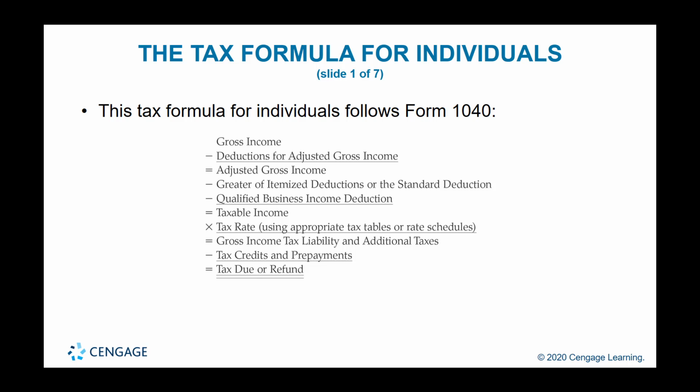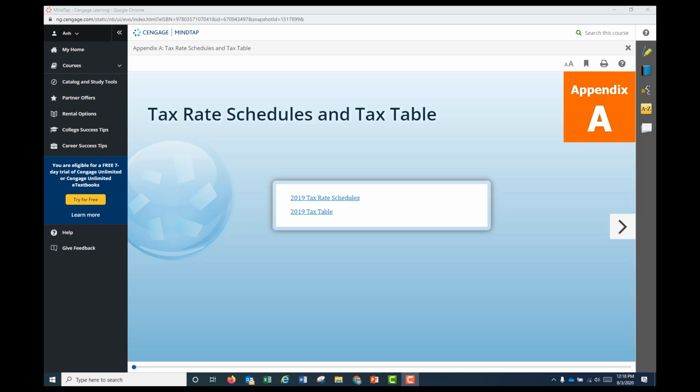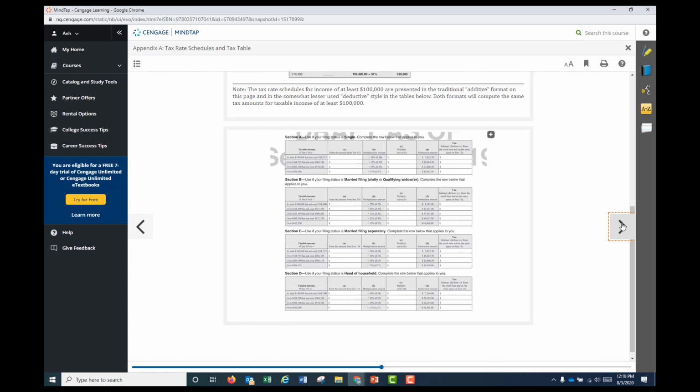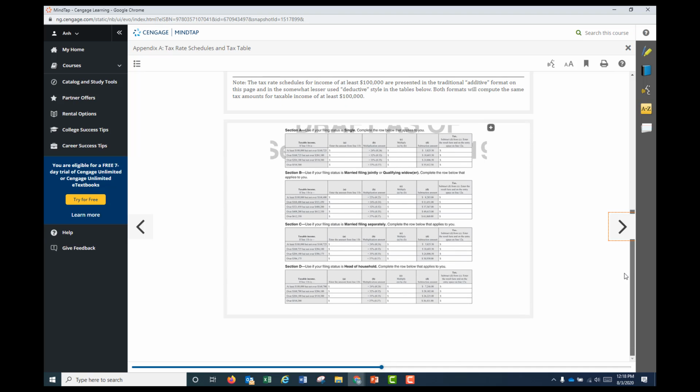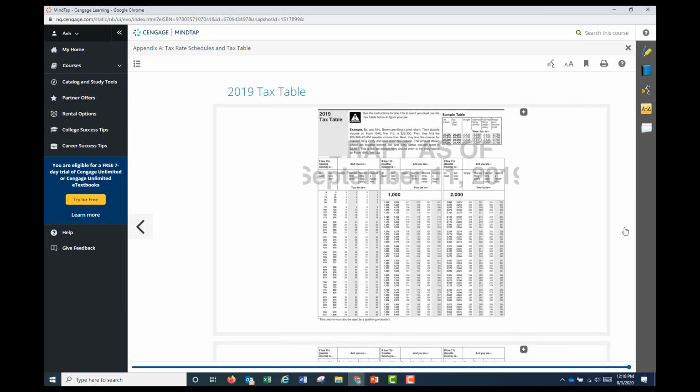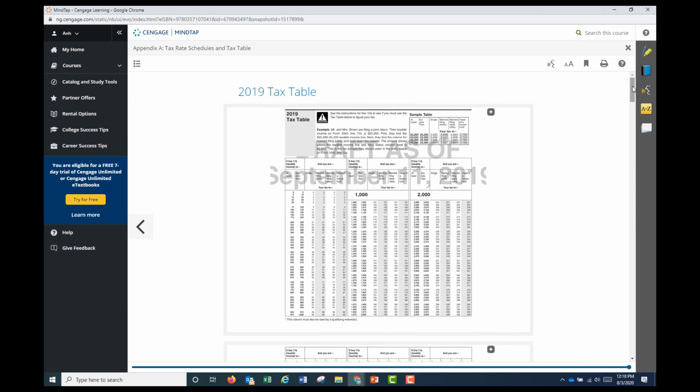There is a tax computation worksheet in the back of the book, but even easier is a tax table. Both are in Appendix A. Here's Appendix A. It contains the rate schedules and the tax computation worksheet. Tax table.